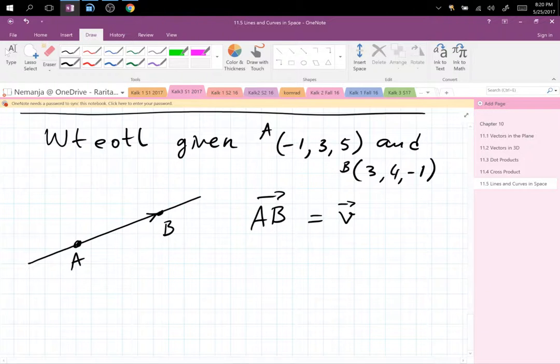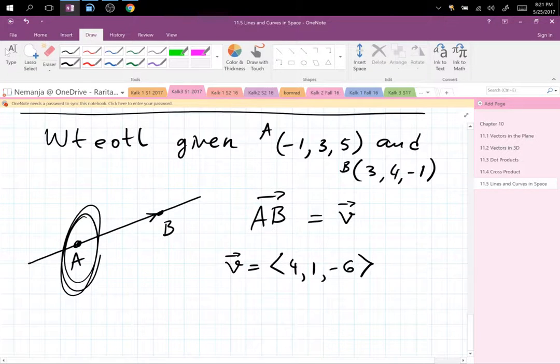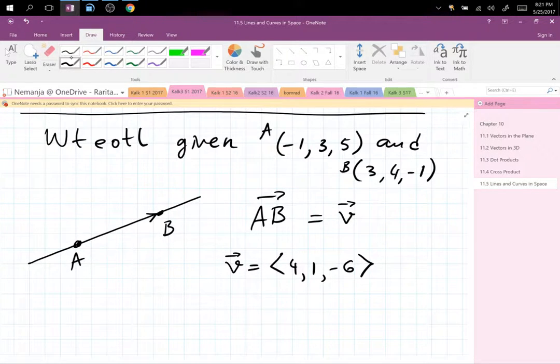So by simply subtracting, you don't even have to do the slope thing with division. This is how much Calc 3 is easier than your previous math, right? You get your vector V by simply subtracting. So 3 minus negative 1 is 4. 4 minus 3 is 1. Negative 1 minus 5 is negative 6. And there is your vector V. And you have your initial point from where the V starts, which is A. You have to be a little bit careful about that. And you just write out the equation.